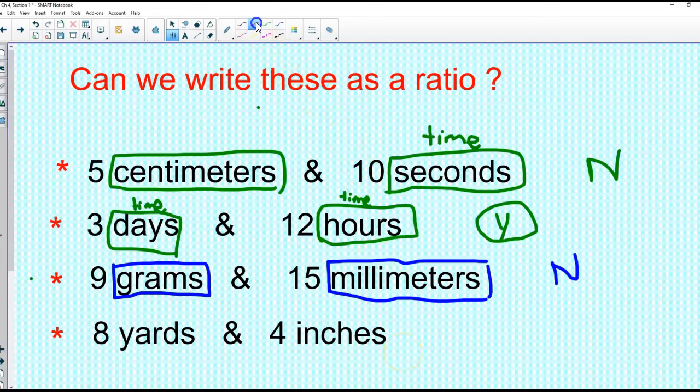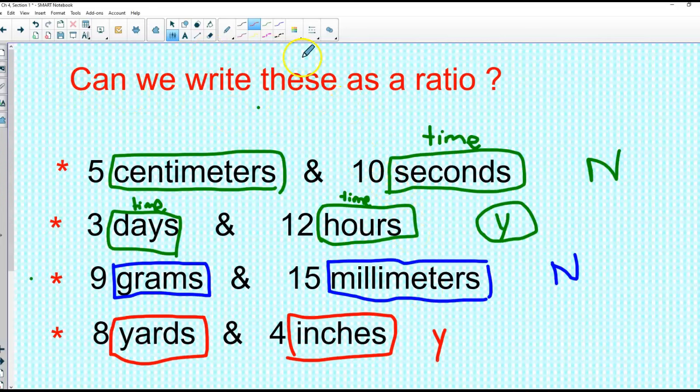Okay, finally the last one here, yards and inches. Okay, when you're thinking of yards, think of a yardstick. That helps you. You're measuring length or how long something is. Inches also mentions how long something is. So these are measuring the same thing. So yes, they could be a ratio. Okay, so something to consider when you're writing them is that they have to be measuring the same thing.